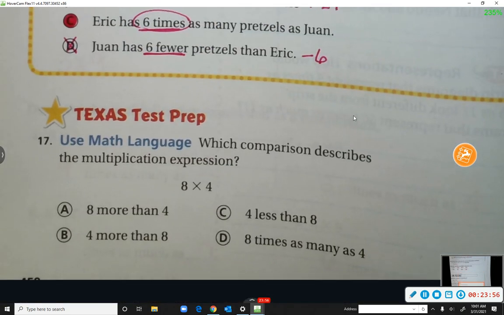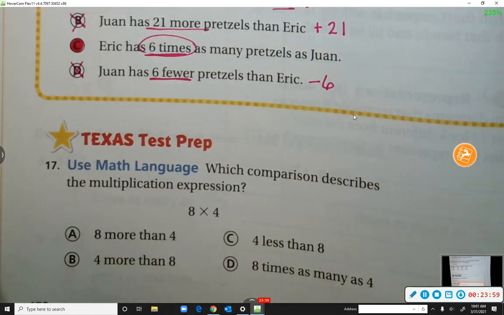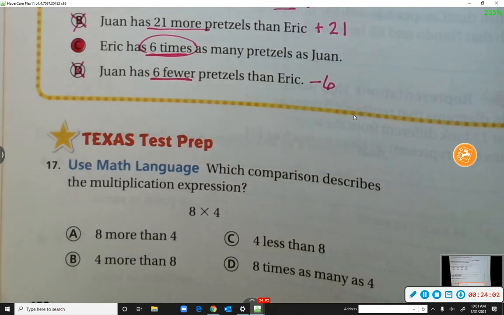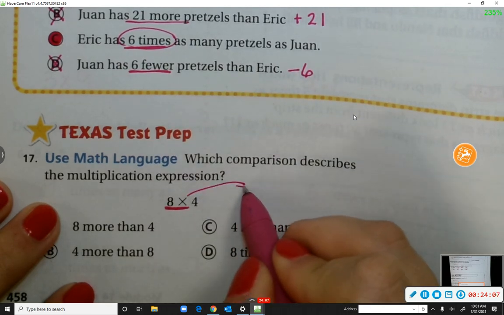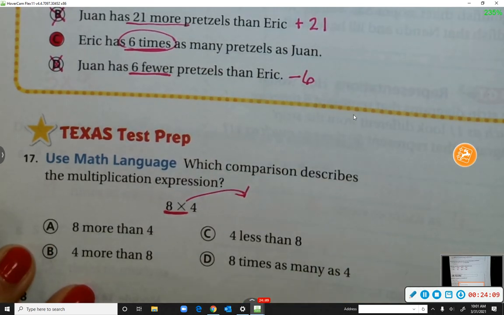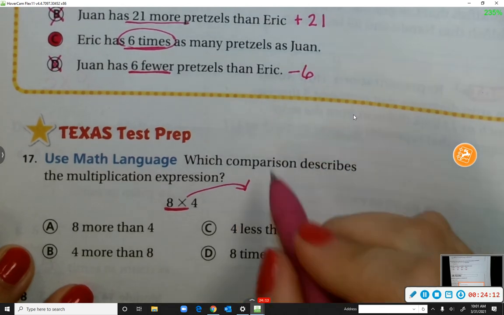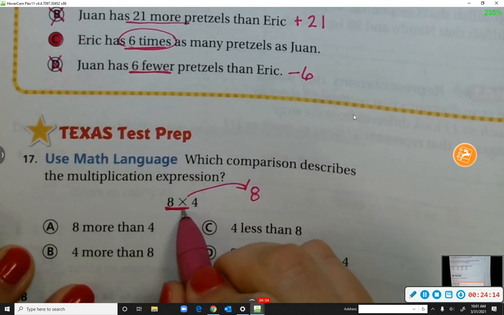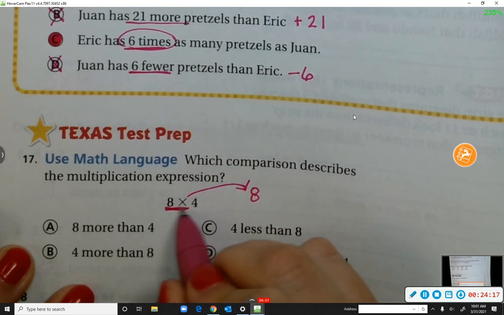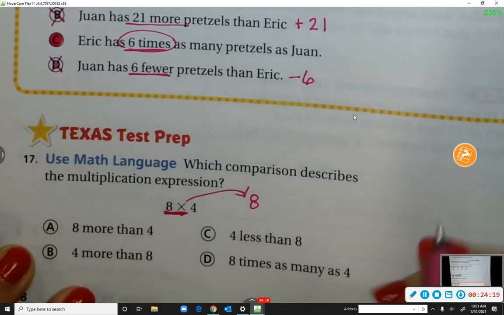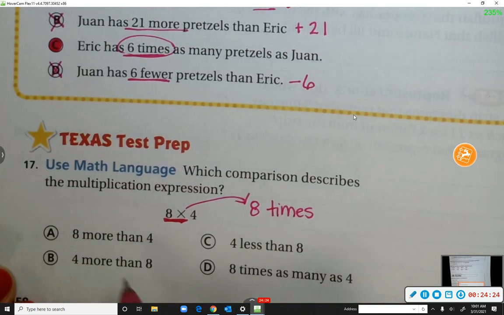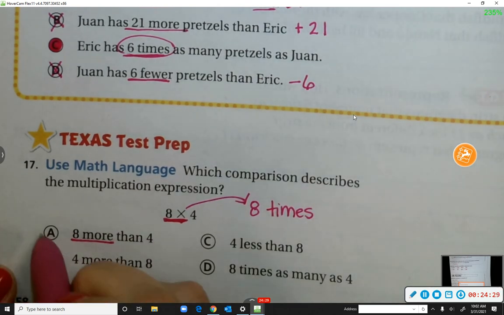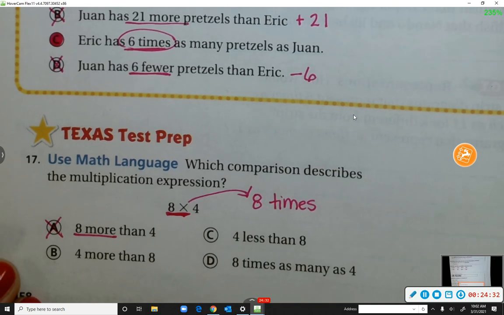Okay, last one. Which comparison describes the multiplication expression 8 times 4? Well, as soon as we see this, we need to think what? What would we write in words? Does this mean 8 more, 8 times, 8 fewer? What does it mean, Aaliyah? 8 times. Okay. So I already know A is not correct because it has 8 more. What's wrong with B? Evangeline?